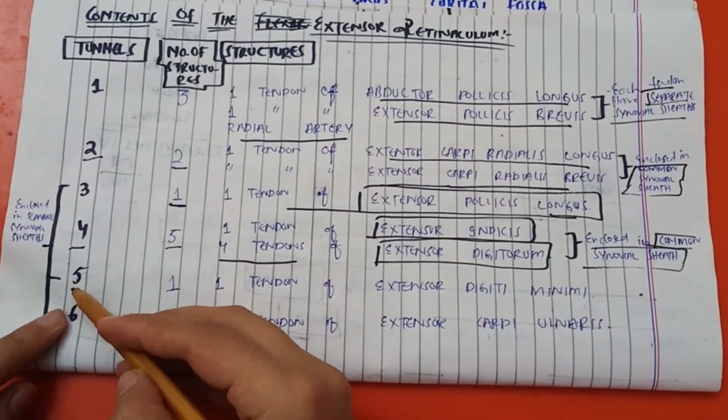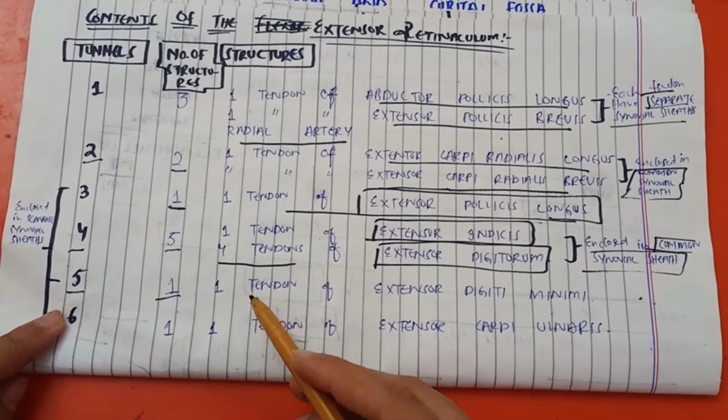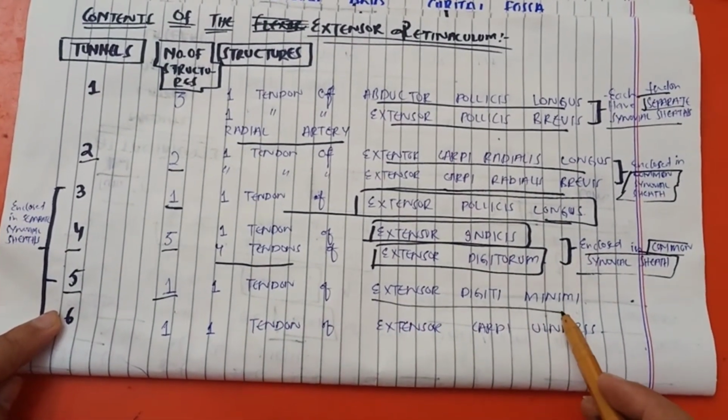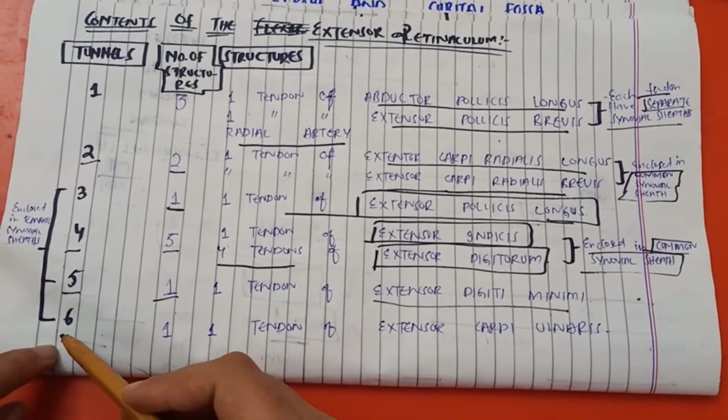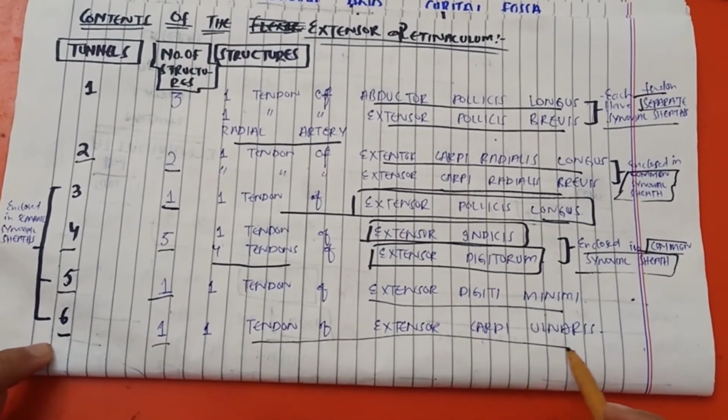The fifth tunnel consists of one structure, and that is the single tendon of the extensor digiti minimi. The sixth tunnel consists of one structure, and that is the one tendon of the extensor carpi ulnaris.